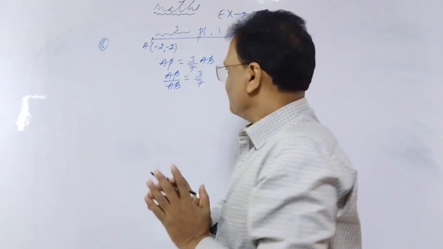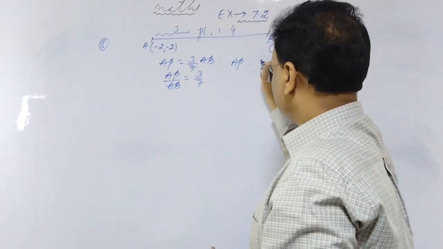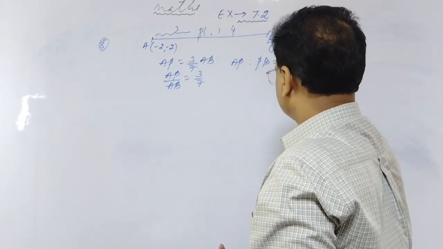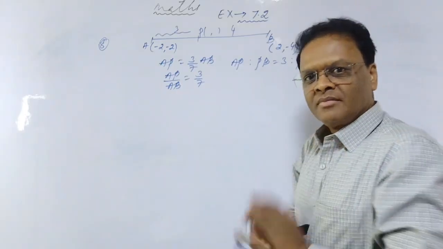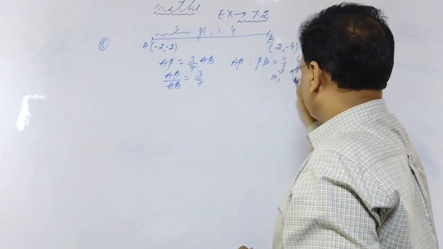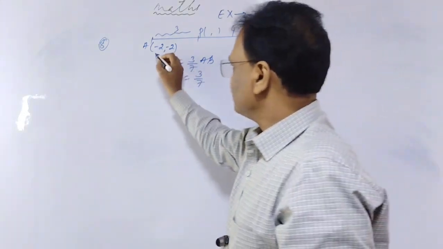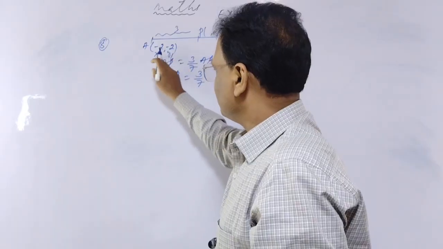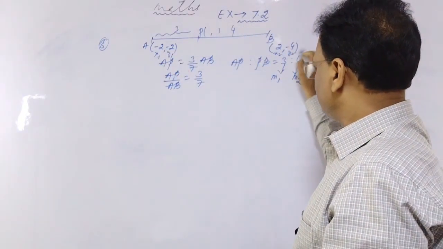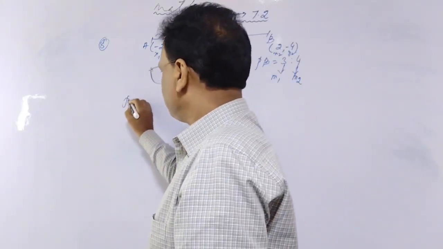So I got the ratio. Which ratio did I get? I got the ratio AP to PB is nothing but 3:4. So definitely this is m1 and this is m2. X1, Y1 is given already. This is x1, this is y1, and this is x2, this is y2. Find the coordinates of the point P. Put the same formula.